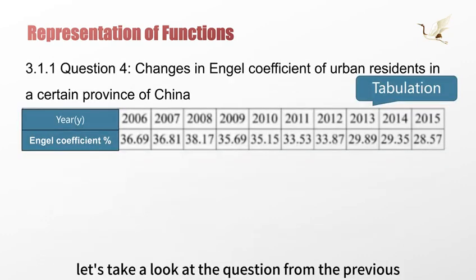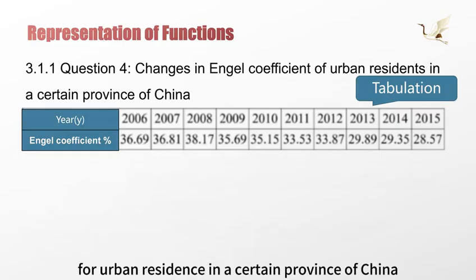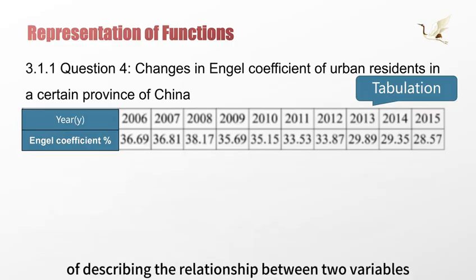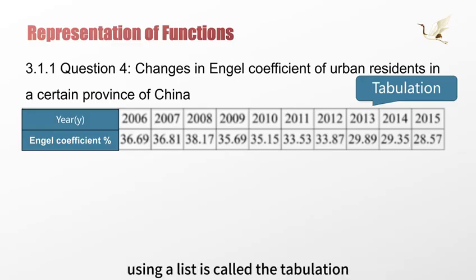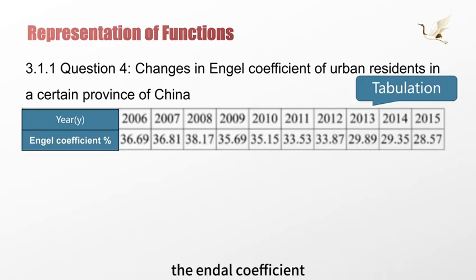Next, let's take a look at question 4 from the previous section: the table of Engel coefficient changes for urban residents in a certain province of China. Since it is a table, of course, the method of describing the relationship between two variables using a list is called the tabulation. Let's take a look at what each row in this table represents. The first row is the year y, from 2006 to 2015. The second row is the value of the Engel coefficient for the corresponding year.